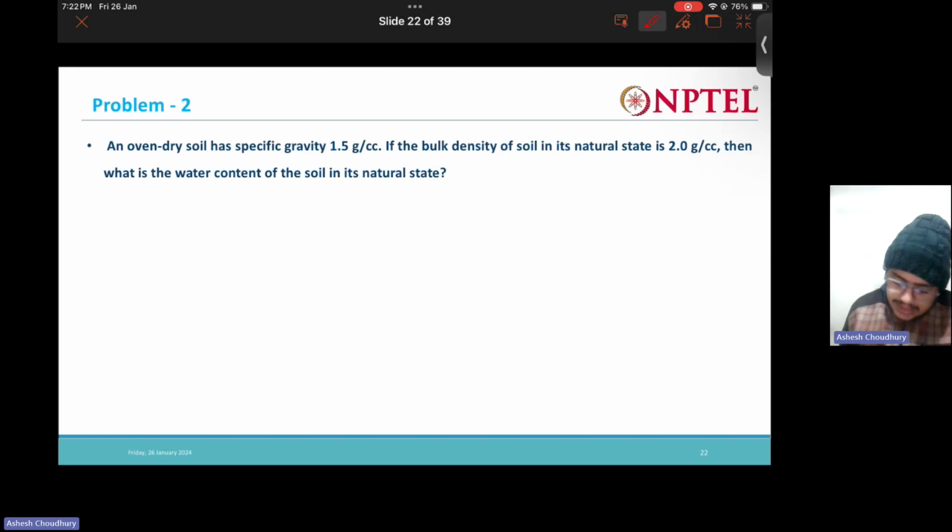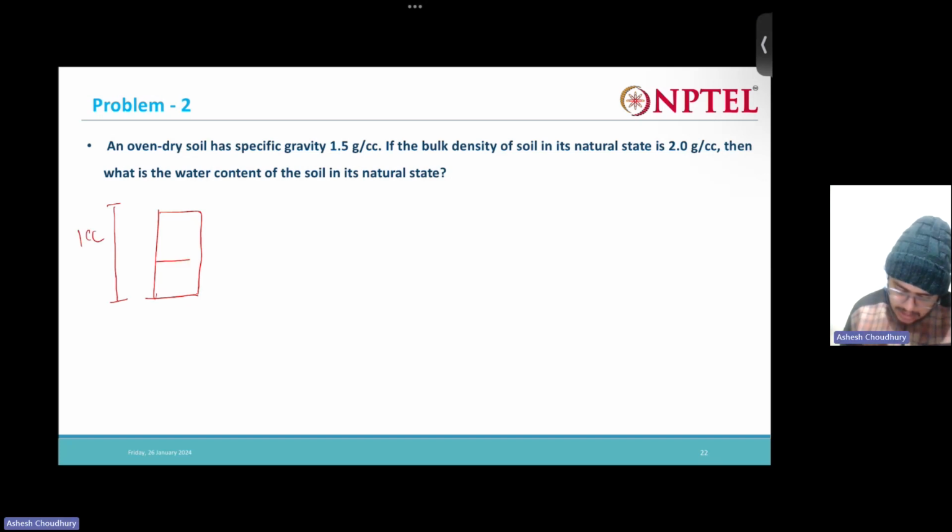Now, say the total volume is 1 cc. In 1 cc, 1.5 gram is actually occupied by soil solids. Okay.